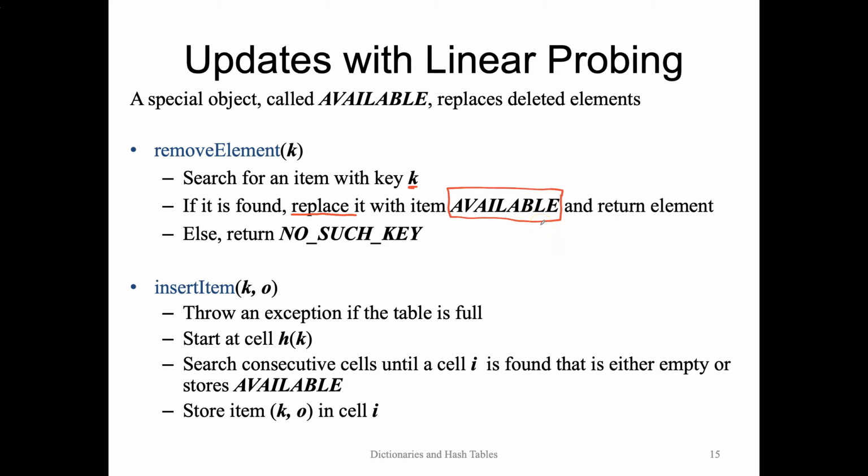So later, when we go to find an item or insert an item, we can use these specially marked available cells as they are effectively empty. We can insert an item there if we want. But if we go to find an item, we want to treat these available cells as if there used to be a key there. We should continue looking for that key if we haven't found it yet. So when we insert an item, we treat these available cells as if they're empty, and when we find an item, we treat these available cells as if they are filled.